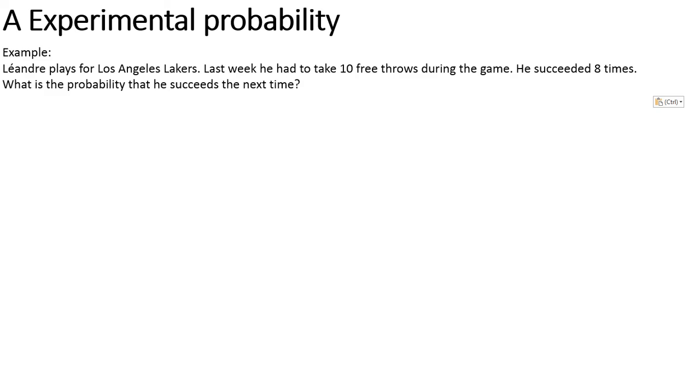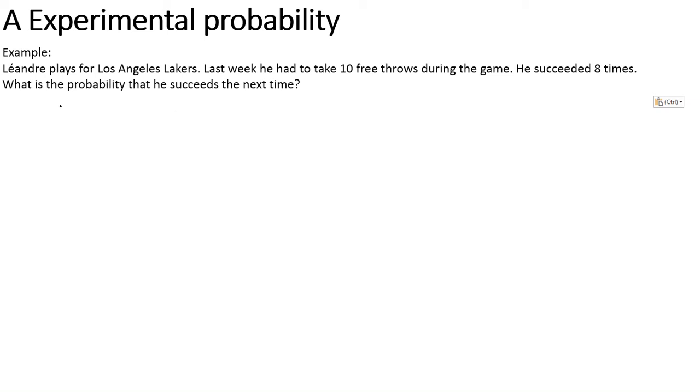In this video, we're going to deepen ourselves more in experimental probability. We're going to do that with an example. As an example, Leandro plays for the Los Angeles Lakers, and last week he had to take 10 free throws during a game, and he succeeded 8 times. And you have to find the probability that he succeeds the next time.